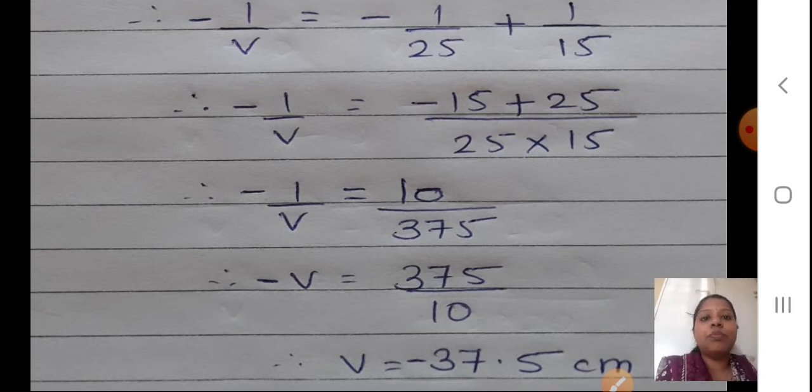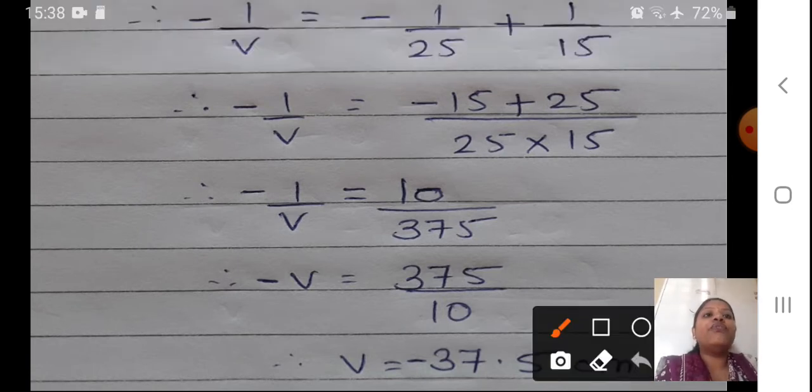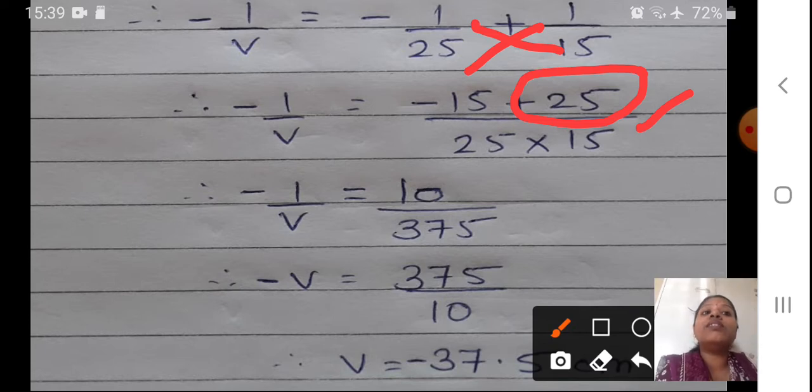Minus 1 upon v is equal to, cross multiply, students. Simple step: 15 into 1, this into this. So minus 15 plus 25 upon 25 into 15. I hope this step is clear. We have cross multiplied. Now minus 15 plus 25, you are going to get 10, right? So it is going to be positive 10, students, because 25 is the greater number and it has a plus sign. So you will get minus 1 upon v is equal to 10 upon 375.